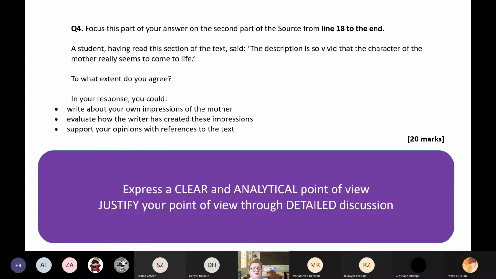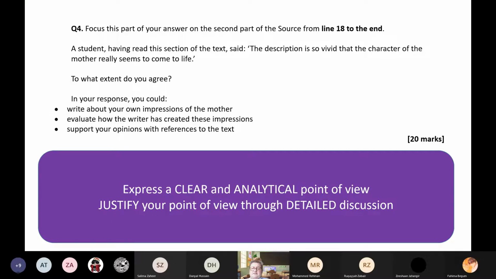In your response, you could write about your own impressions of the mother, evaluate how the writer has created these impressions, and support your opinions with references to the text. It is a 20-mark question, and therefore you want to be spending 25 minutes on this question, providing a really clear and analytical point of view. That's probably the most important thing I can remind you of here: you need to express a clear and analytical point of view about that statement that you're being given, and you need to justify your point of view through a detailed discussion.